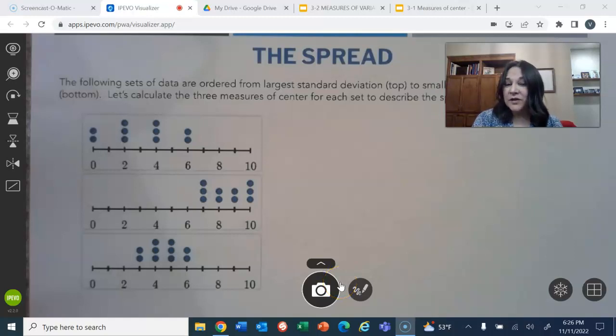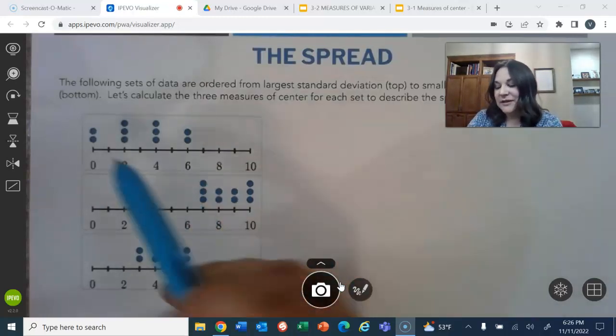So in the previous video, I showed you this slide of data, three different sets of data, and the upper set of data had the highest standard deviation. And standard deviation is loosely a measure of the average distance that the values are away from the mean. So in order to calculate the standard deviation by hand, you would need to calculate the mean.